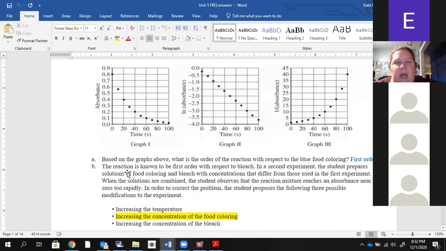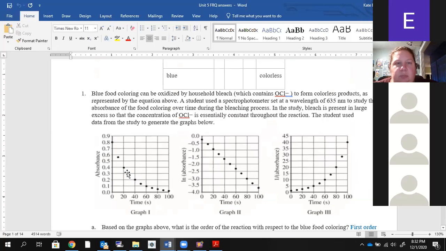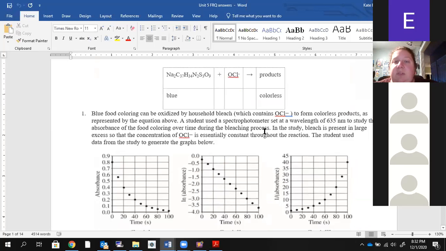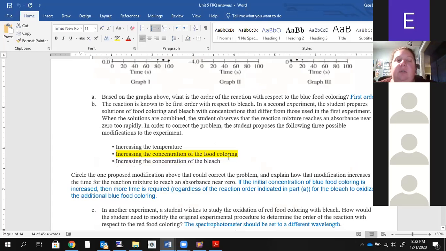We're probably not going to increase the bleach because they specifically say that the bleach is present in large excess. So adding more bleach is not going to change anything. But by increasing the concentration of the food coloring, we're providing more molecules of food coloring for that bleach to react with. If we're not doing anything else to change the rate, then by having more particles, we're going to be able to make measurements about that reaction for a longer period of time.